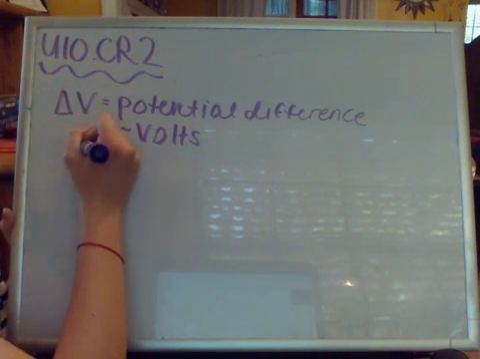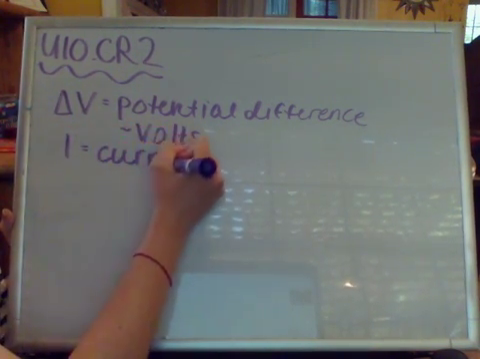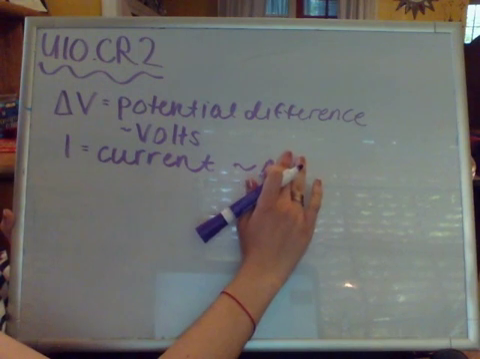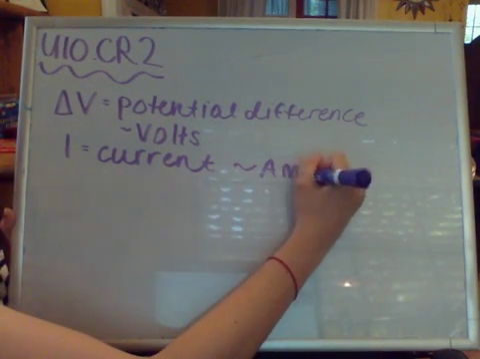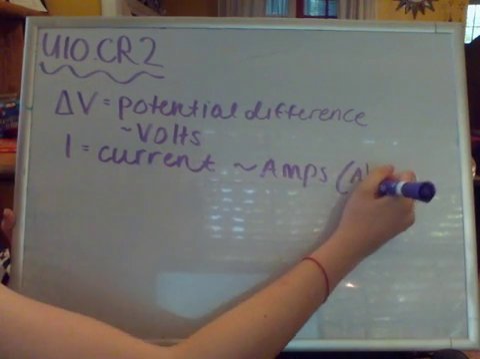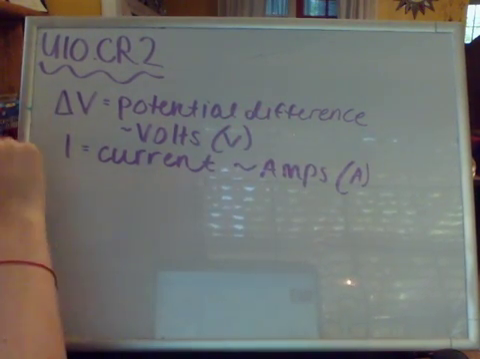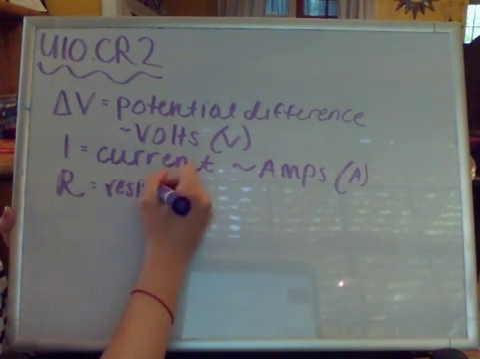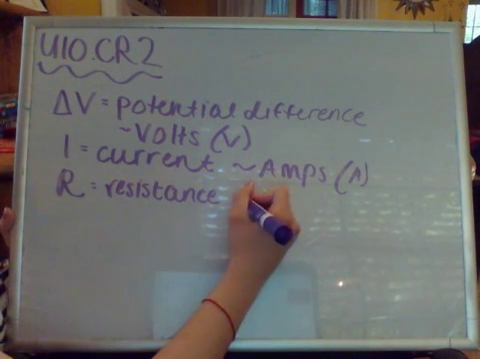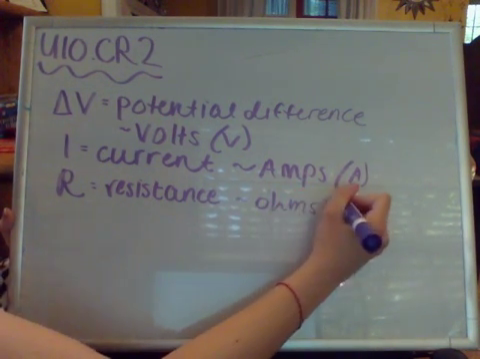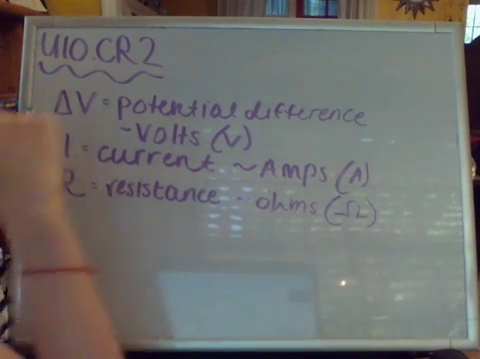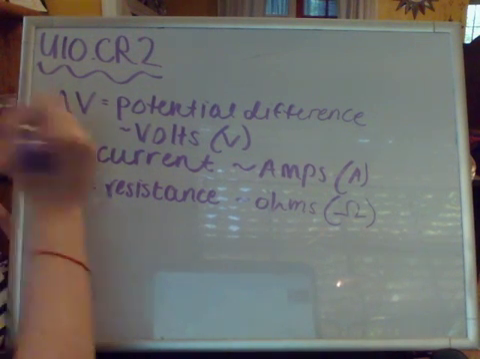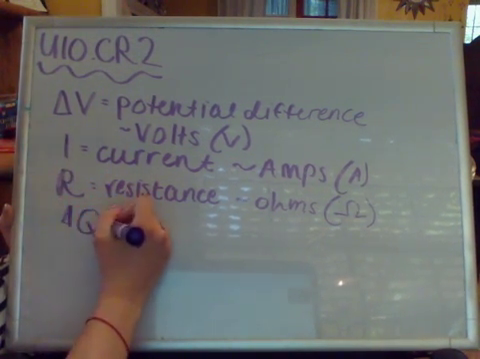We have I, which is going to be our current, and that's in amps, or amperes, but I'm going to call them amps, and it's going to be A, and this one's going to be V. And then we have resistance, which is R, and that's going to be in ohms, and the symbol for ohms is that Greek letter.